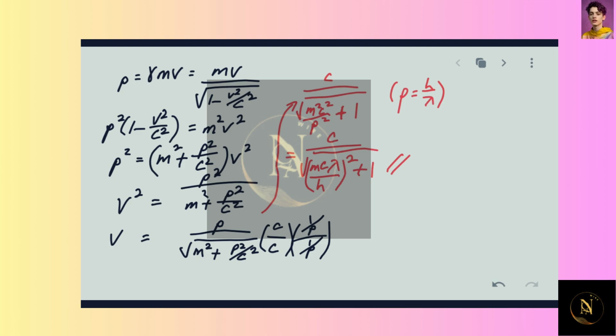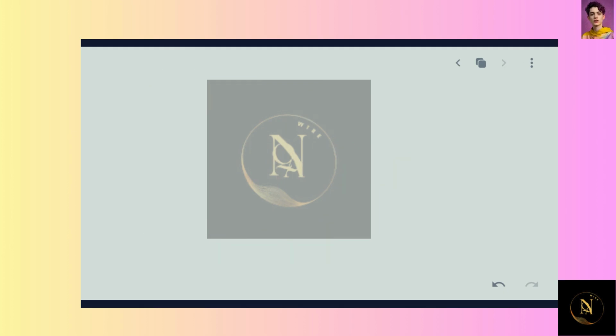Now we need to do a bit of binomial expansion. To simplify this formula a bit, we bring the fraction up, so this is just c multiplied by 1 plus mc lambda over h, squared, to the power of negative half, because it's from the denominator.